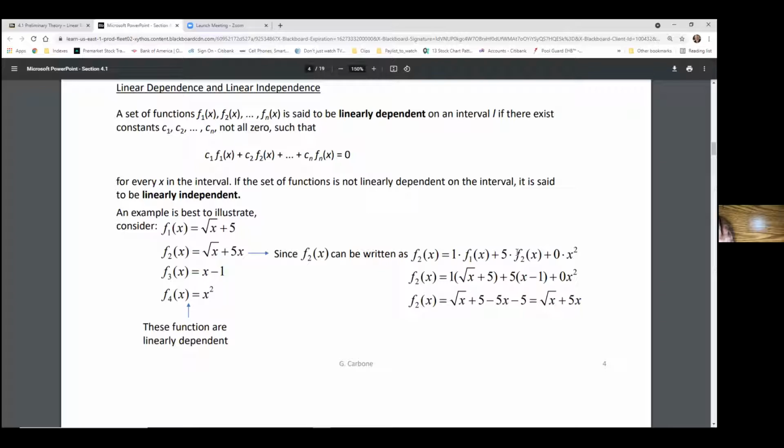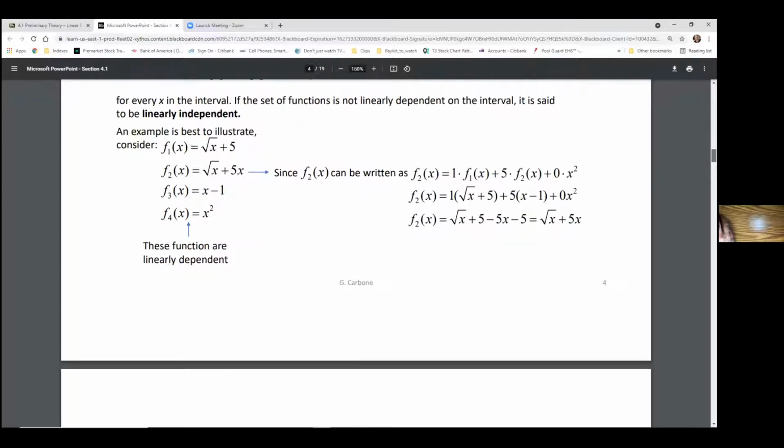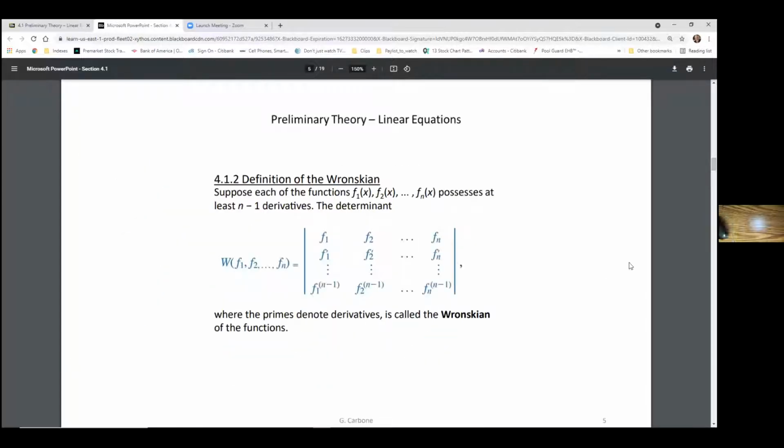Okay. I mean, these are functions that are linear dependent, right? We want functions that are non-linear dependent. Now, a way of testing, and we're doing this without proof, a way of testing whether functions are linear dependent or independent is what's called the Wronskian.